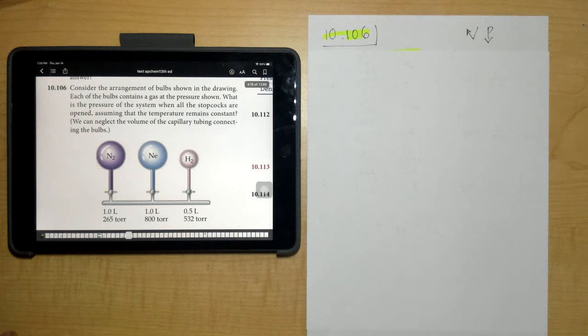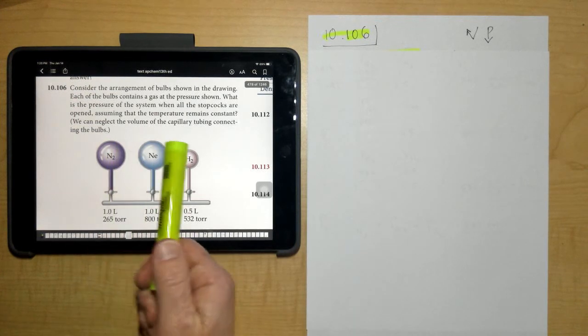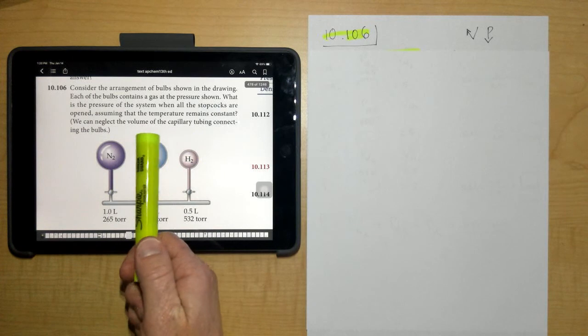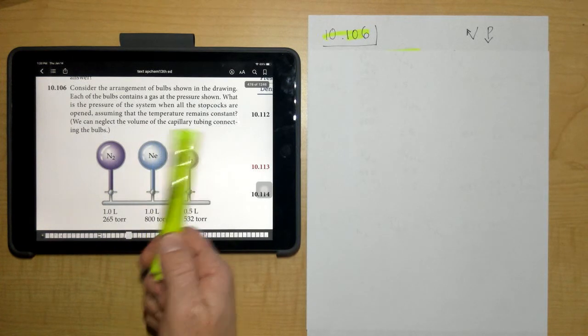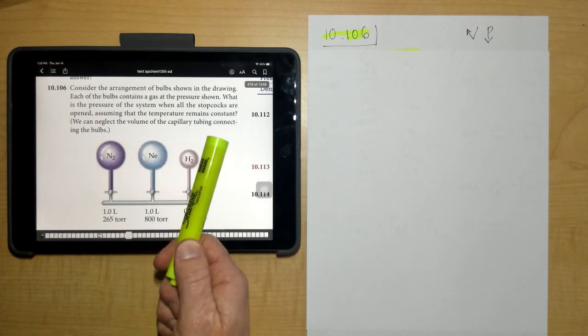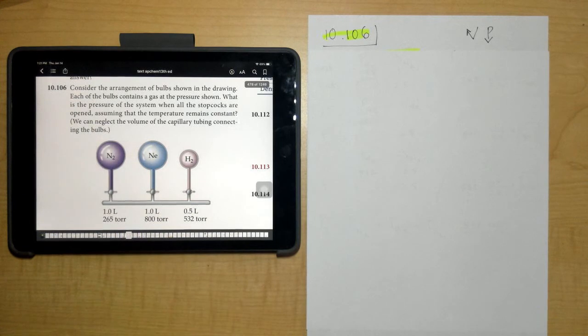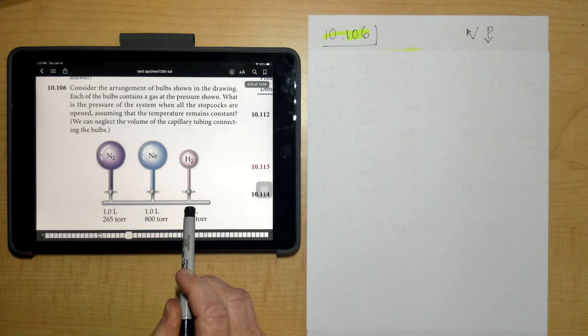All right, so here we go with problem number 106 from chapter 10. It says, consider the arrangement of bulbs shown in the drawing. Each of the bulbs contains a gas at the pressure shown. What is the pressure of the system when all the stopcocks are opened, assuming that the temperature remains constant? And we can neglect the volume from this little tubing in between.